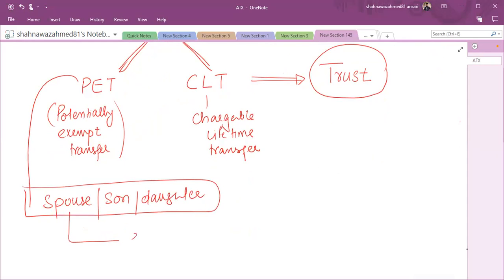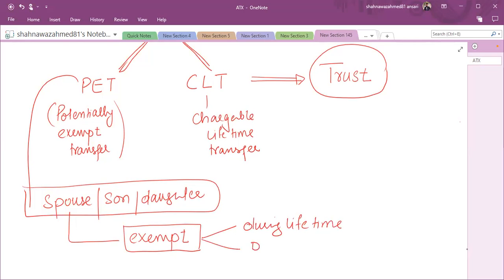A spouse gift is an exempt one. Any gift to a spouse or civil partner is exempt, whether it has been given during lifetime or from the death estate. This is a benefit. If a husband is transferring a gift to his wife, or a civil partner is transferring to another civil partner, there will be no IHT consequences, completely exempt. But others might be classified as a potentially exempt transfer or a chargeable lifetime transfer.